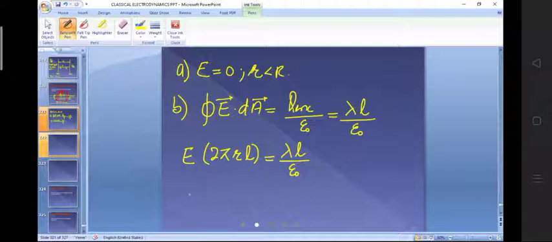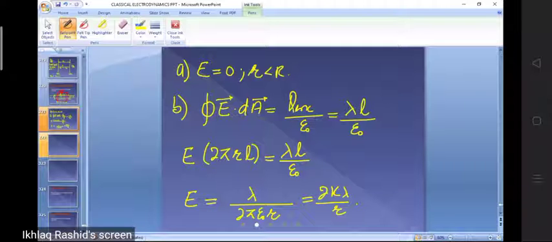This L and L is going to cancel, so the electrostatic field will be finally equal to lambda divided by 2 pi epsilon naught multiplied by r. Or you can also write it like this, it's equal to 2k lambda divided by r. And the electrostatic field is obviously same as the line charge. So what does it mean?